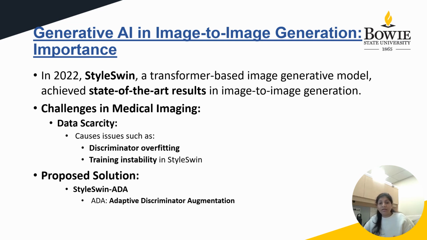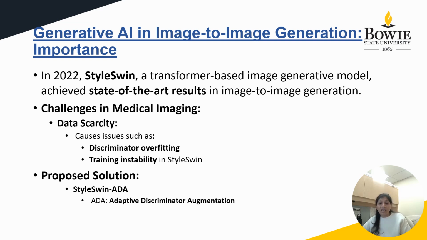So when we applied it to medical imaging, some challenges emerge. One critical issue is data scarcity, which gives rise to two major problems. First is discriminator overfitting, where the discriminator becomes too specialized to the limited data and struggles to generalize. And the second is training instability, making it difficult to achieve consistent and reliable results.